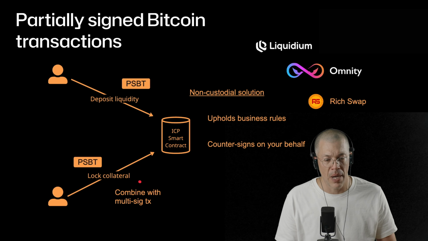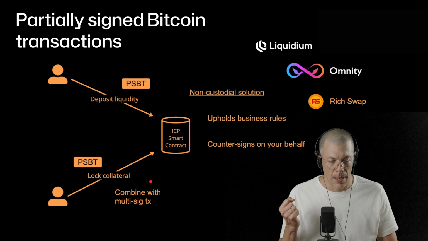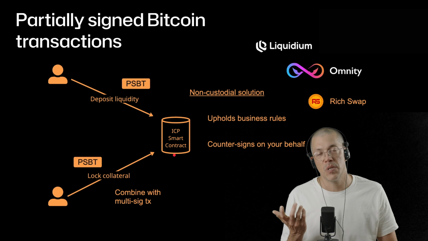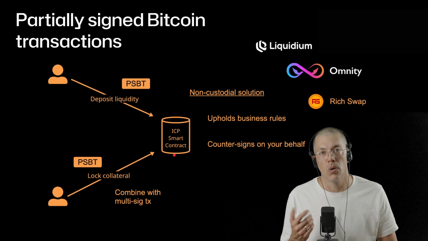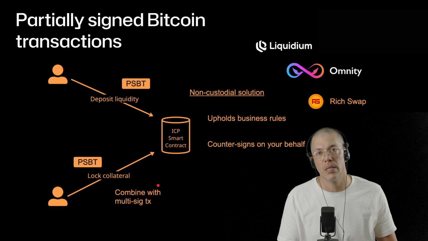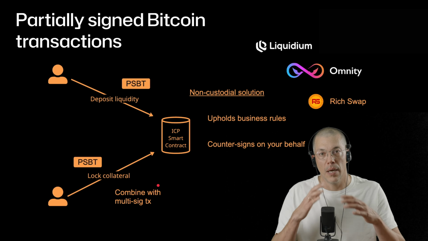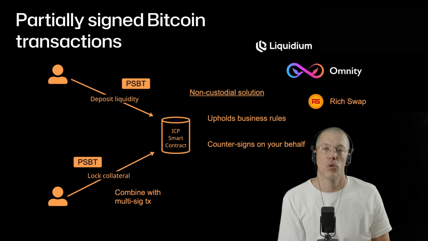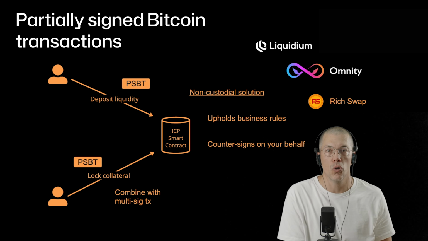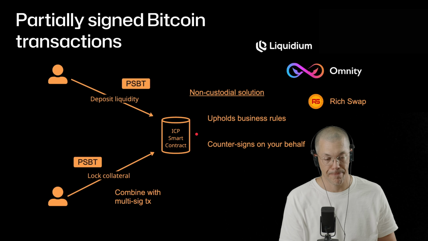This setup is often combined with a multi-sig transaction. That means that even if the ICP smart contract would go away tomorrow, or the ICP would go down, you have still baked into this initial setup the possibility of creating a signature for this pre-created multi-sig transaction, and you can always get your locked funds back independently of what goes on ICP.